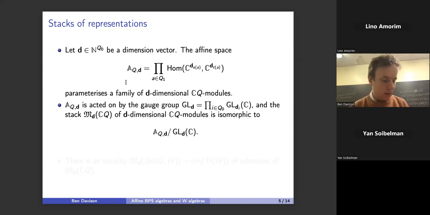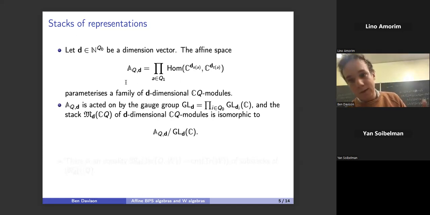So if you don't like to think too hard about stacks, it's not so much of a problem. Let me just say 2 things. Firstly, the points of this space are what you want them to be. They are isomorphism classes of CQ modules. But the point is that these points come with automorphism groups, and the automorphism group assigned to a point in the stack will be the automorphism group of the representation corresponding to that point.